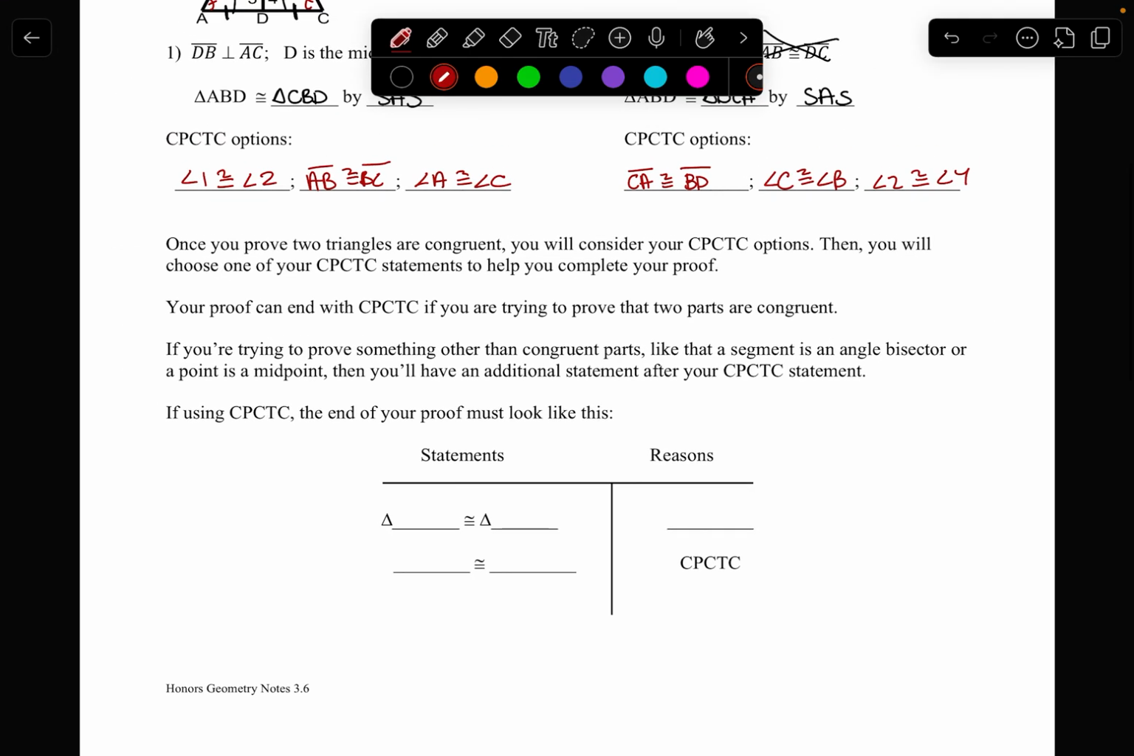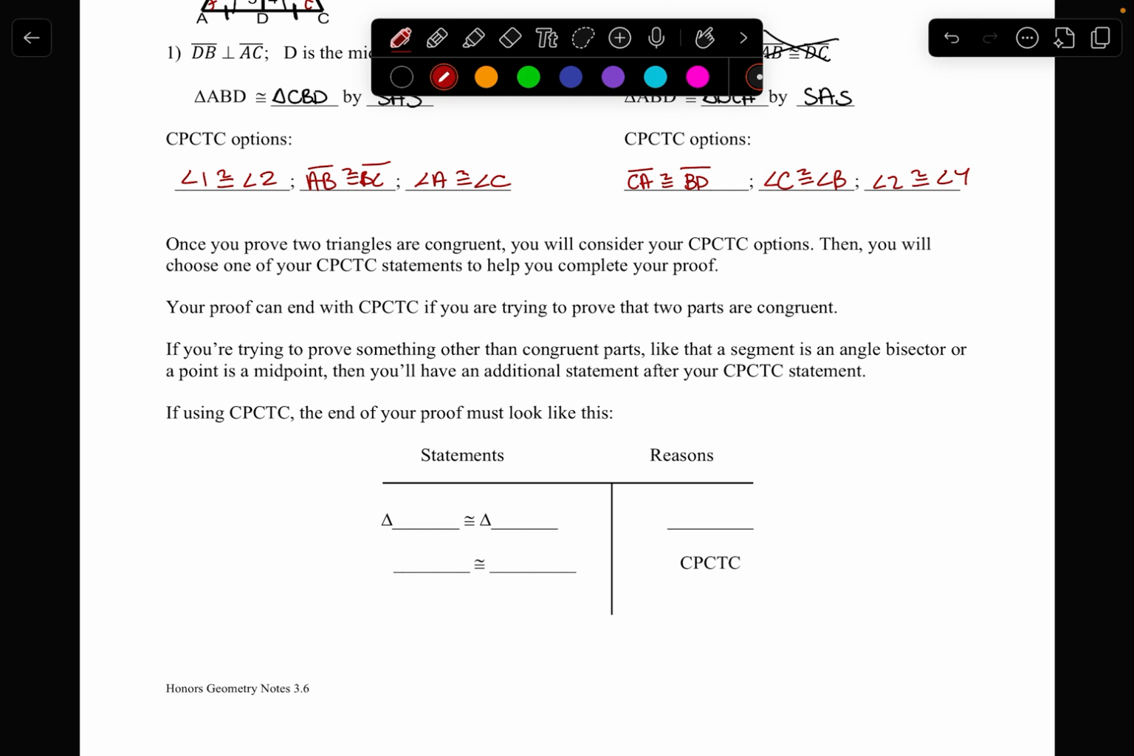All right. So here it says, once you prove two triangles are congruent, you will consider your CPCTC options. So those are the red options that I have there. Then you will choose one of your CPCTC statements to help you complete your proof. Your proof can end with CPCTC if you are trying to prove that two parts are congruent, but sometimes you might have to go further than that. If you're trying to prove something other than congruent parts, like a segment is an angle bisector or a point is a midpoint, then you'll have additional statements after your CPCTC statement.